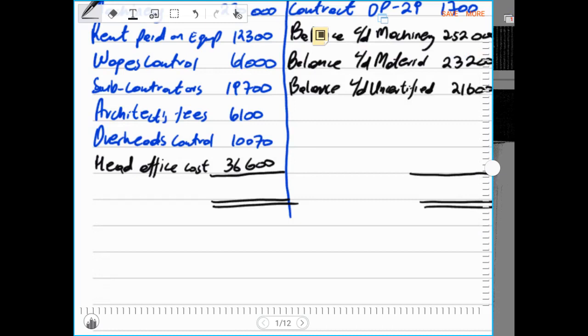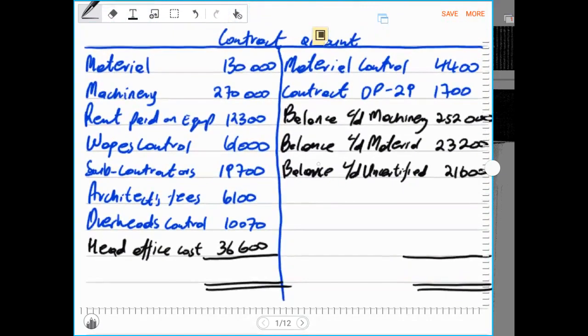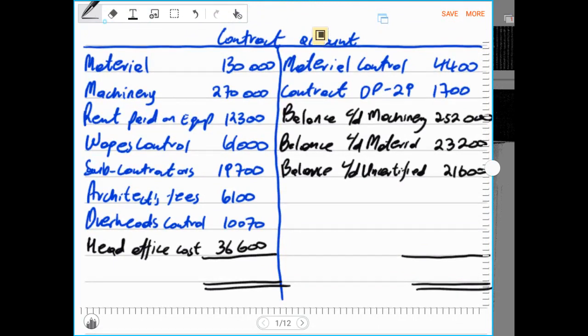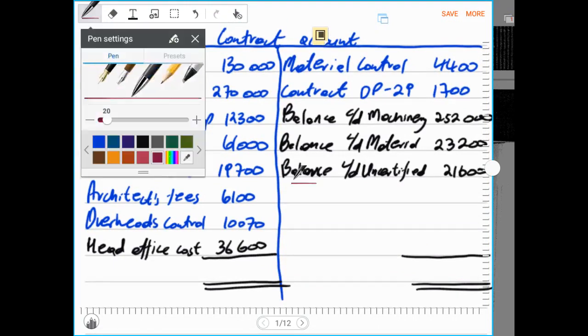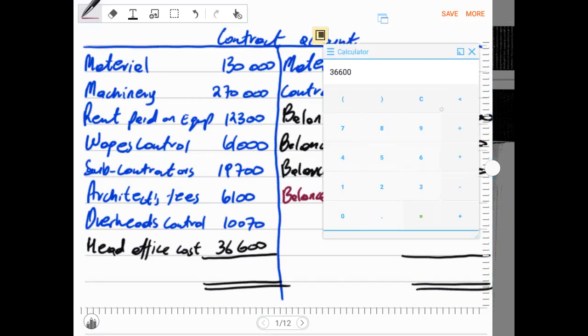Head office cost is calculated to be 36,600 rands. So now I can calculate the total of all my debit side and all my credit side so that I get to the balance of cost of sales, which is the carry down, which is the cost of sales, being the cost of the work that is certified.